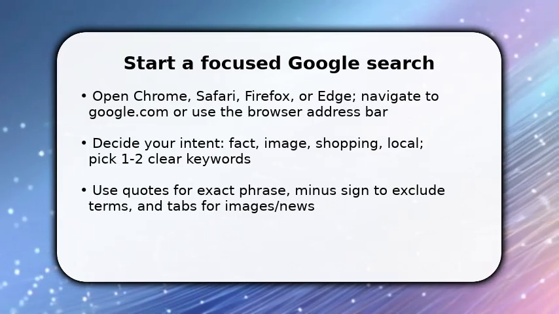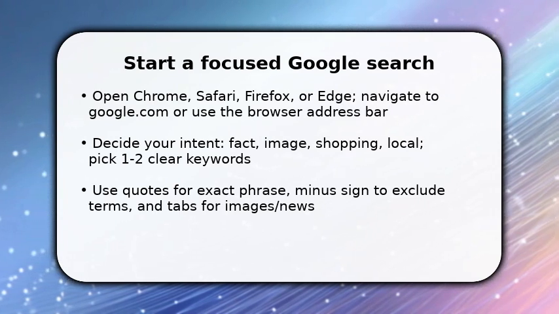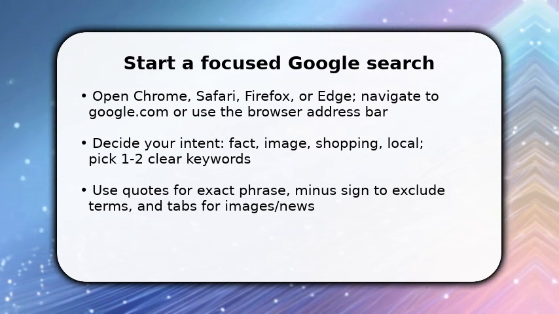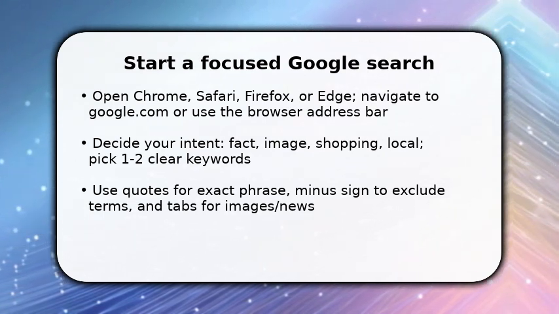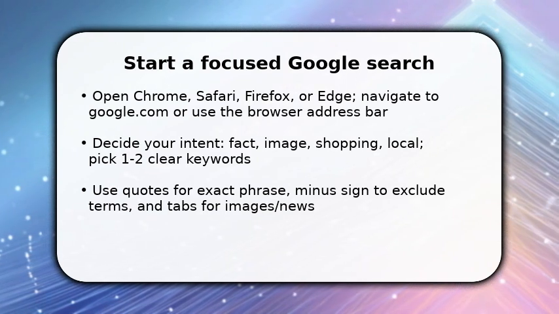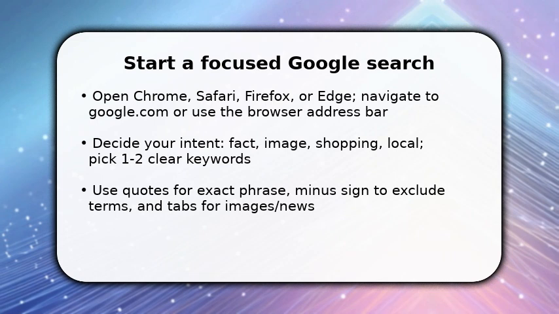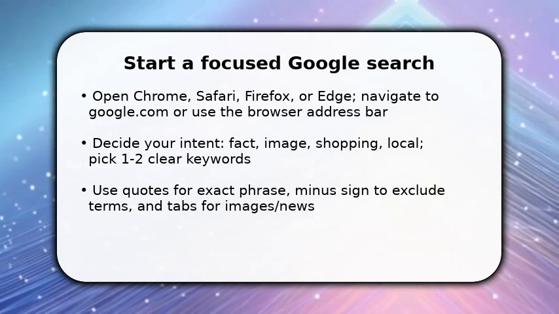You begin by opening your browser and choosing where to type, the Google homepage or the address bar. Start with intent. Are you looking for facts, images, or a place? That determines keywords. Type 3 concise words, then tighten the query with quotes for an exact phrase and use a minus sign to remove unwanted results.